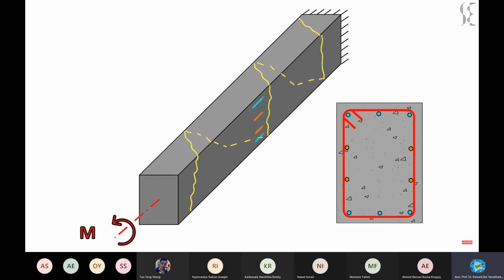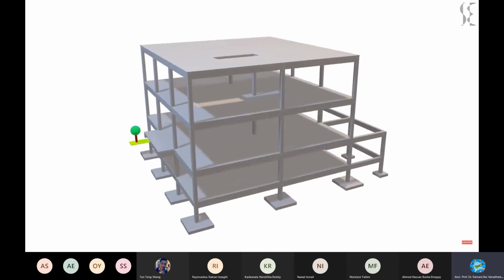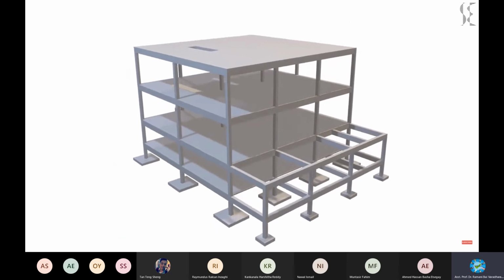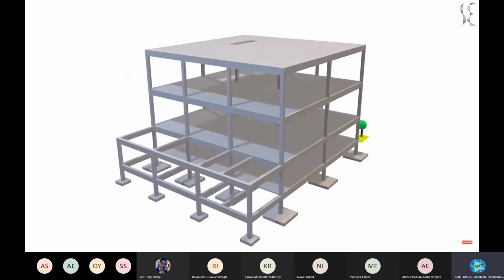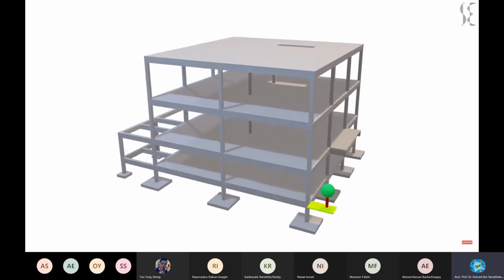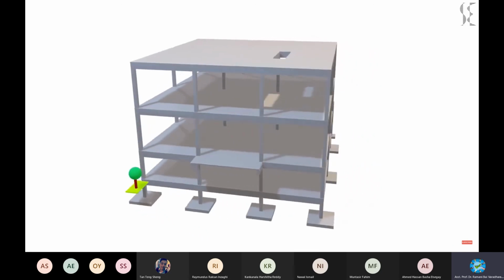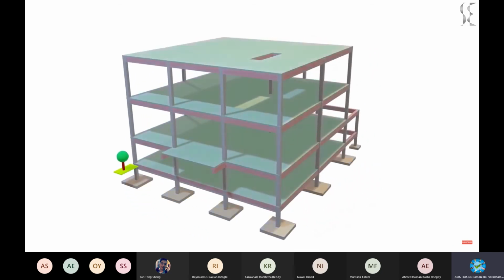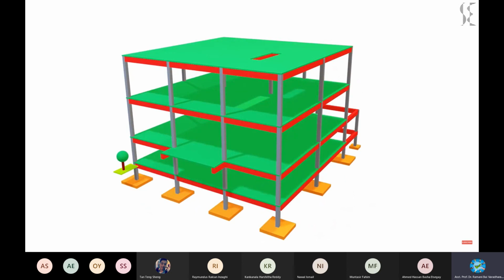The combined action of this reinforcement and the internal resistance of the concrete counters the torsion forces and cracks produced in the beam. Now let us see various scenarios in a concrete frame structure where beams are subject to torsion. The model here represents a 3-storied reinforced concrete frame structure with normal slab, beam, column, and footing arrangement. Let's see the building members in various colors for better understanding. So in this 3D view, we can see orange-colored isolated footings, gray-colored columns, red-colored beams, and green-colored slabs.